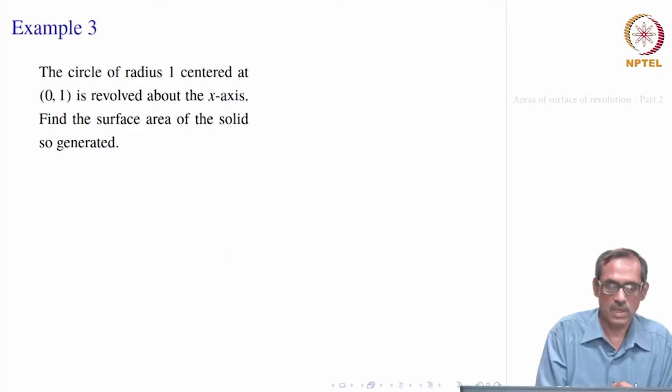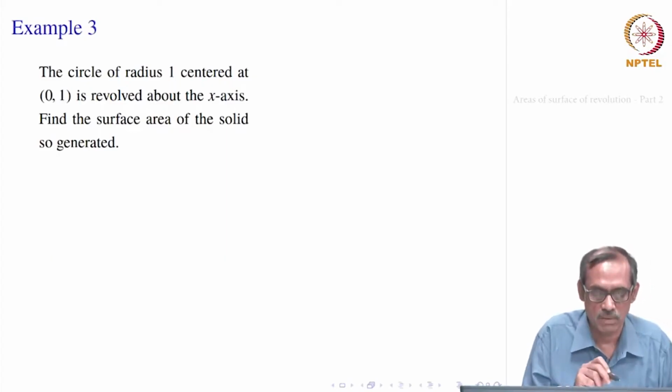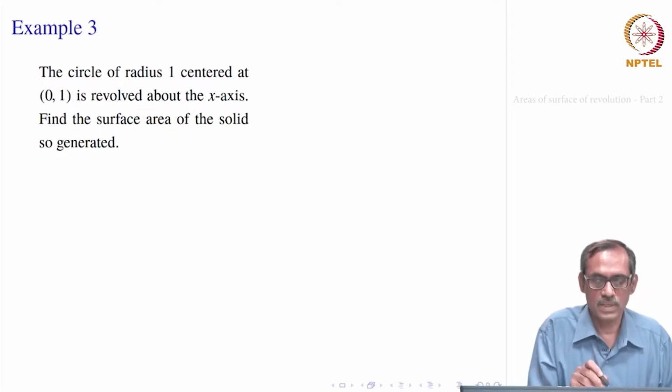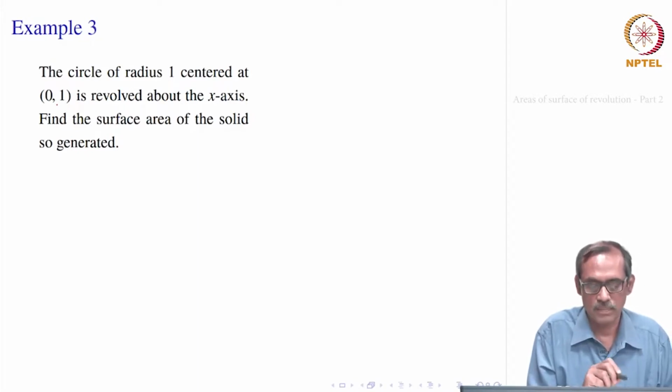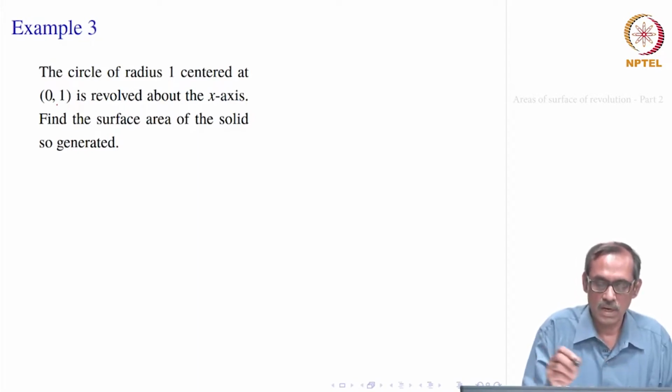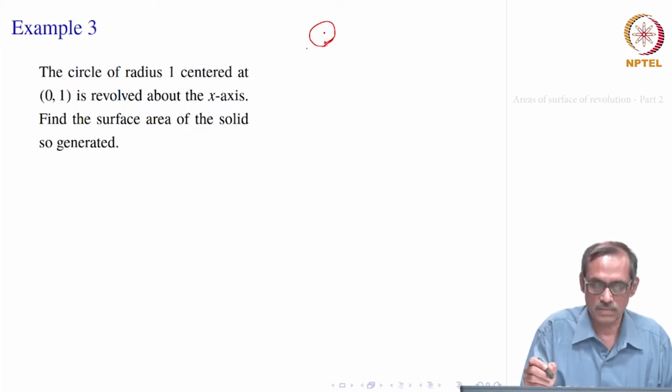Now, if that is given in parametric form, we consider this example. Say we have a circle of radius 1. That circle is centered at (0, 1). So we have a circle at (0, 1) of radius 1, okay. That is revolved about the x axis.